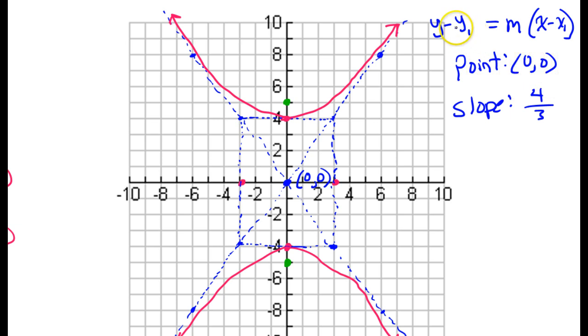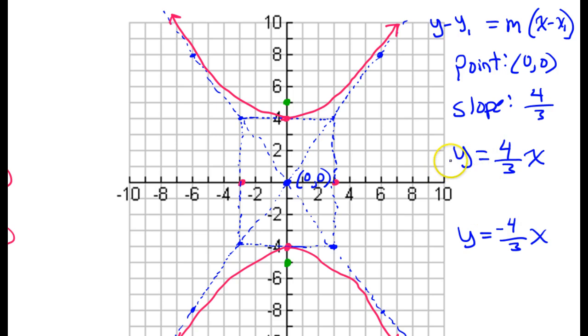So using the point, if I put the zeros in for x1 and y1, and if I go ahead and put in the slope for m, I'm just going to have y is equal to 4 over 3x. So that's the equation for this asymptote. Now, what about the downward facing asymptote? Well, we're still using 0, 0. The only difference is that the slope is down 4 over 3. Okay, so that means the equation for this line, the slope would be negative 4 over 3.